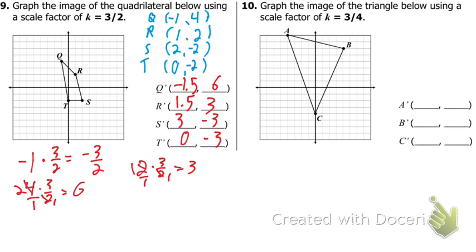So now if we're graphing -1.5, what two numbers is that going to be between? -2 and -1. Is it going to be halfway between or closer to one than the other? Halfway, because it's 0.5. So go halfway between -2 and -1 and go up 6. And that's our Q prime. For R prime, go halfway between 1 and 2 and go up 3.